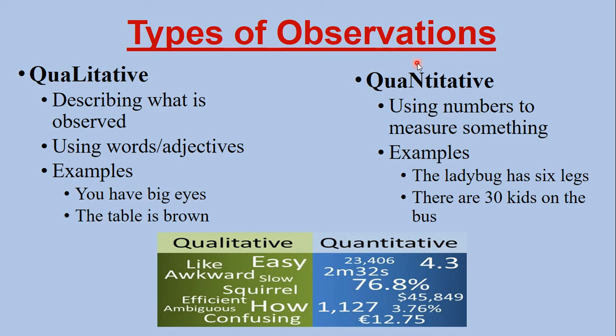Quantitative observations, the reason why the N's capitalized is because quantitative observations use numbers like 6, 30. So the examples here I have are like ladybugs have 6 legs, or there are 30 kids on the bus. If it involves a number, it is quantitative. If it doesn't involve a number, it's qualitative. And you will use both of these in all labs. You have to describe what's going on, and you're going to have to give numbers most likely. There are some labs that you don't use quantitative, and there's some labs that you don't use qualitative, but in here we're probably going to use both of them.